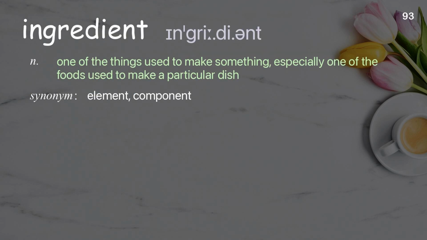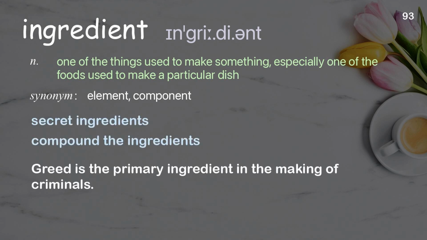Ingredient. One of the things used to make something, especially one of the foods used to make a particular dish. Examples: secret ingredients. Compound the ingredients. Greed is the primary ingredient in the making of criminals.